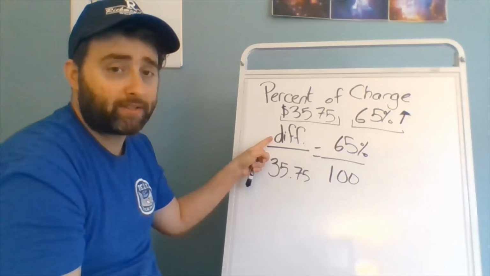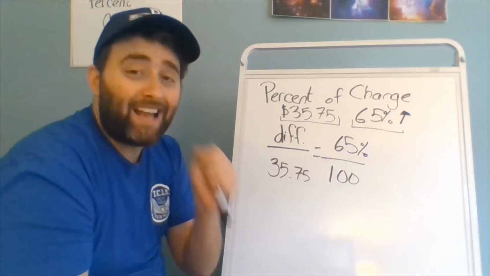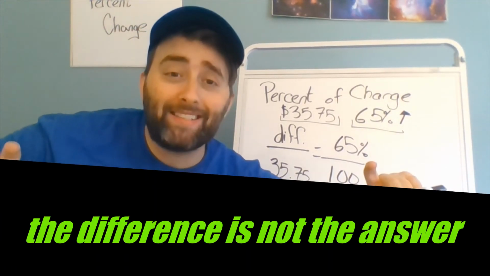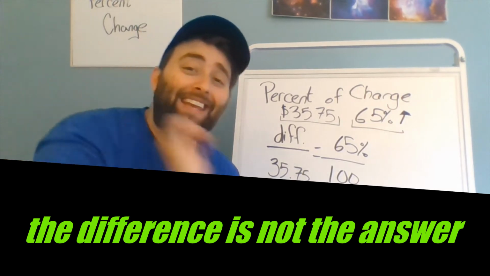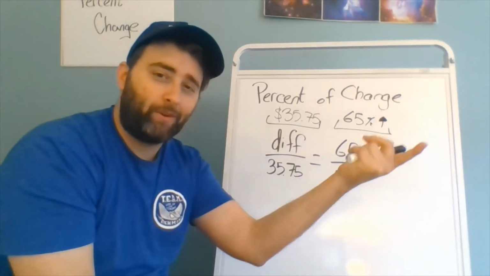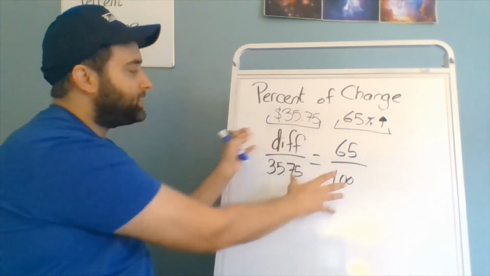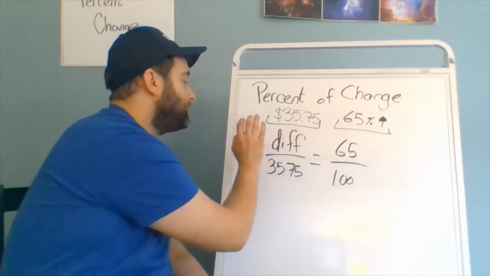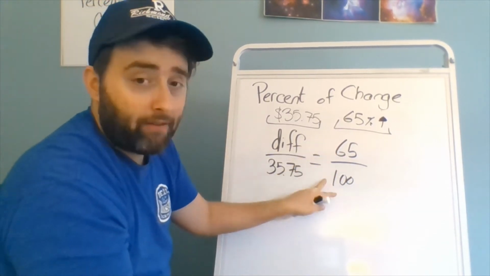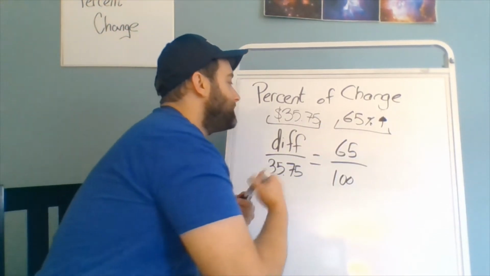We don't know the difference. The difference is not our answer. I want you to pay attention. The difference is not the answer. The difference leads you to the answer. Okay, so I messed up the first time, so we're doing it again. Here is our setup: the difference over 35.75 equals 65 over 100. This is our percent, 65%.